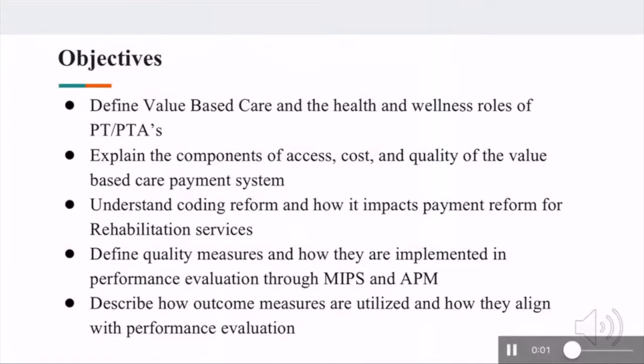The objectives of this presentation are to define value-based care and the health and wellness roles of PTs and PTAs, explain the components of access, cost, and quality of the value-based care payment system, understand coding reform and how it impacts payment reform for rehabilitation services, define quality measures and how they are implemented in performance evaluation through MIPS and APM, and to describe how outcome measures are utilized and how they align with performance evaluation.